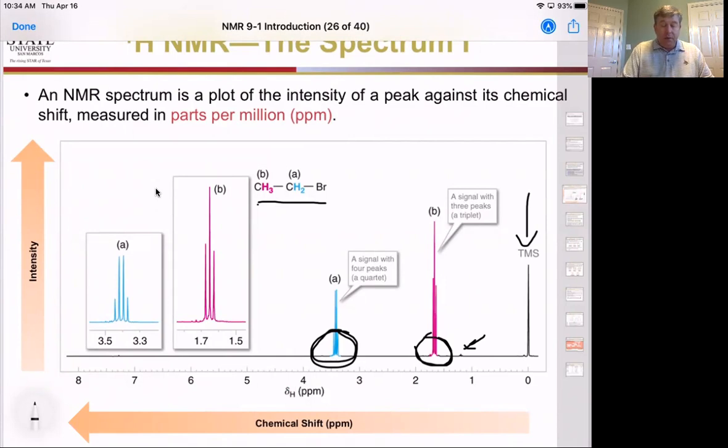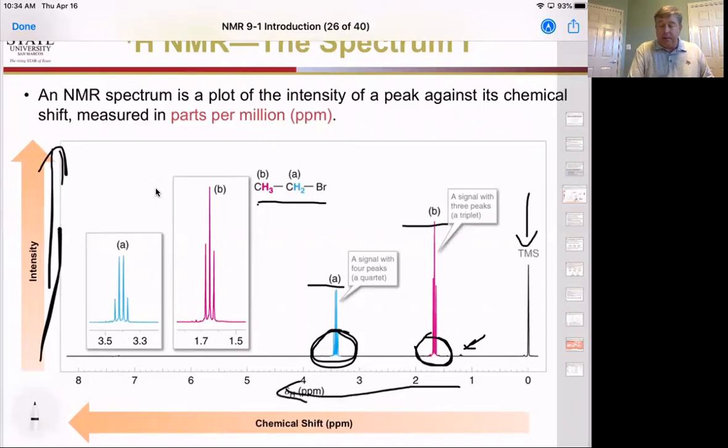The next thing we want to look at is the intensity. Notice the height of these peaks. That is measured on this y-scale, the intensity of those peaks. Now the position is the shift along this x-axis. Notice this one is somewhere between 1 and 2, and this one is somewhere between 3 and 4. That is the shift we're talking about.